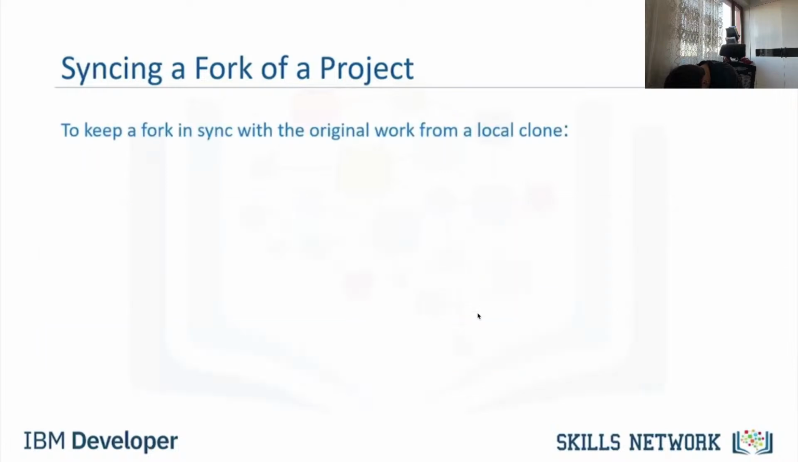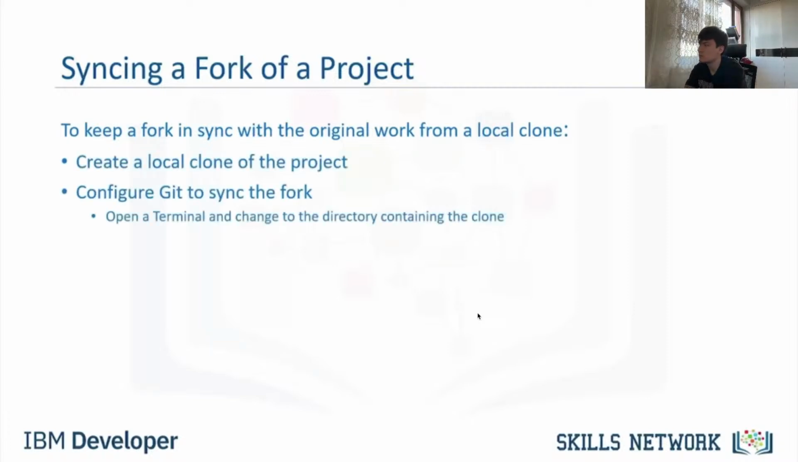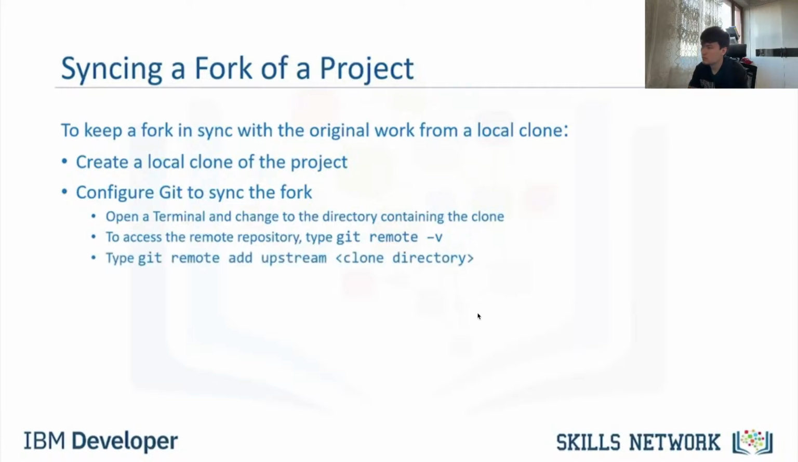To keep a fork in sync with the original work from a local clone, first create a local clone of the project. To configure Git to sync your fork, open a terminal and change to the directory containing the clone. Type git remote -v. This gives you the remote repository. Type git remote add upstream with the pasted-in directory that you used in creating your clone. Adding upstream adds the original repository as a new remote repository labeled upstream. If you type git remote -v, you'll see the change reflected.